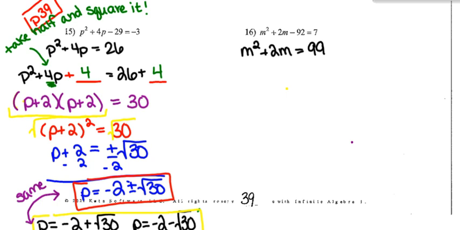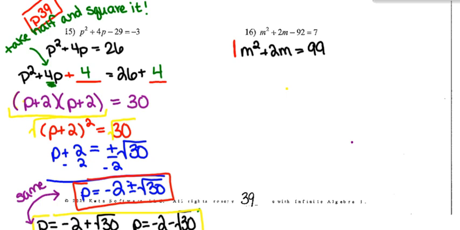that gets me to 99. And it's important to note here that the coefficient in front of the m squared is a 1. If that were a number other than 1, like 2 or 3 or 7 or anything other than 1, we would have to divide every term in the equation to make that leading coefficient 1. We're not going to take a look at any like that this year, but you'll see some like that next year in your Algebra 2 class.